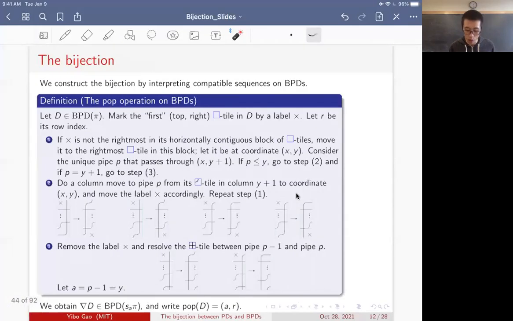And in this way, we obtain a bumpless pipe dream of the permutation A times pi, where A is either P minus 1 or Y, which is the same number here. And we write top of this bumpless pipe dream D by the pair A and R.